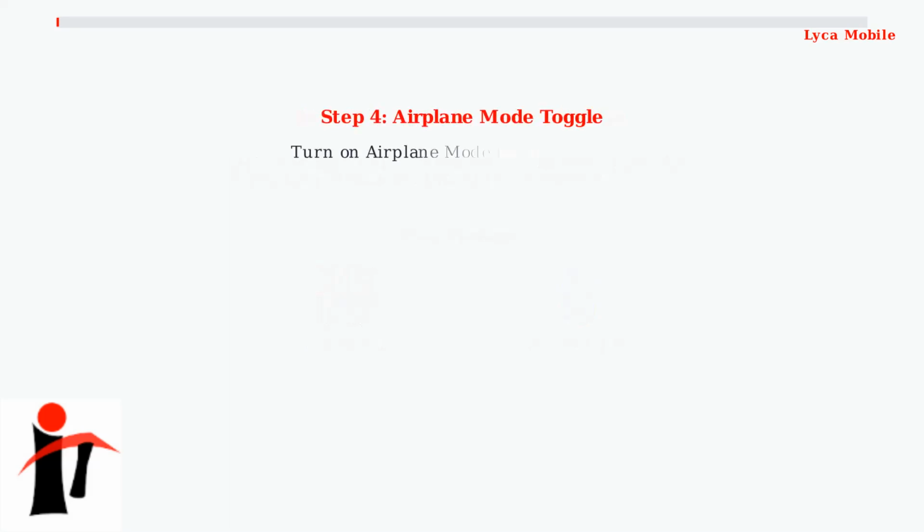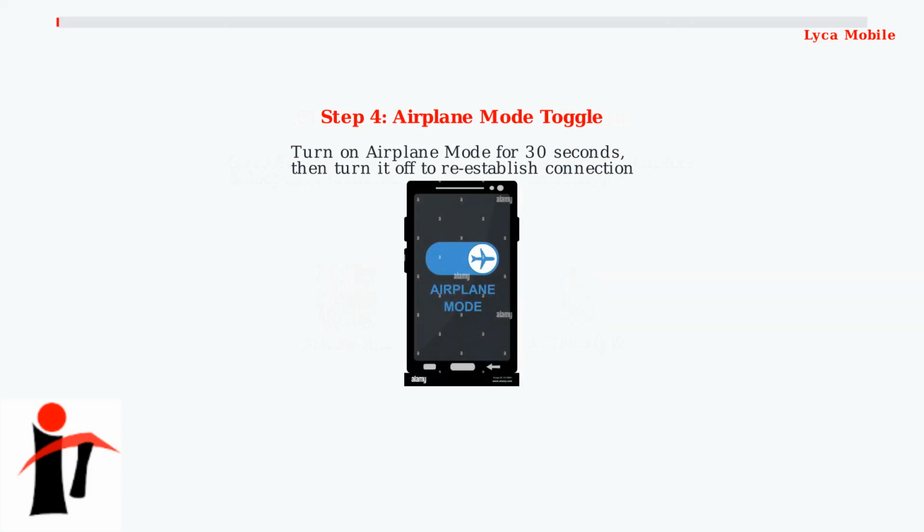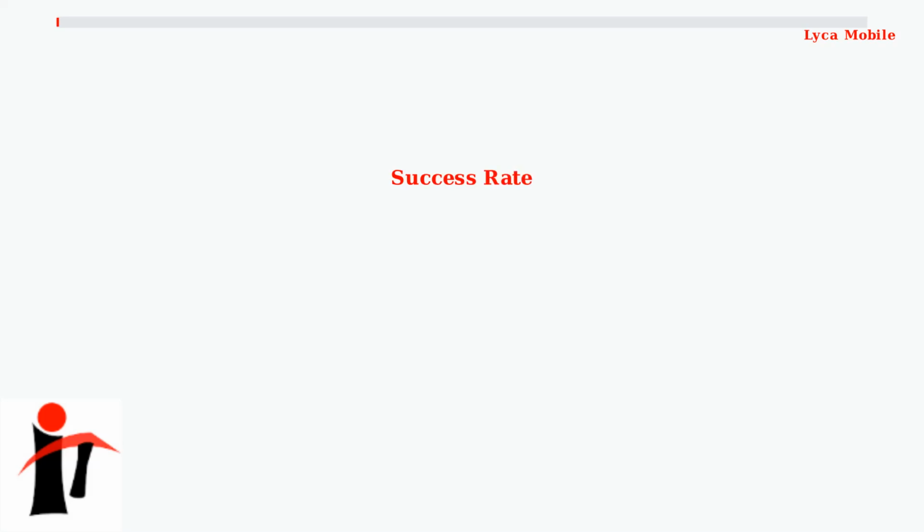Step 4. Toggle airplane mode. Turn on airplane mode for 30 seconds, then turn it off. This forces your device to reestablish its connection to the mobile network and can resolve registration issues. These basic troubleshooting steps resolve the "not registered on network" error in approximately 72% of cases, according to 2024 data. If these steps don't resolve your issue, advanced troubleshooting may be required.